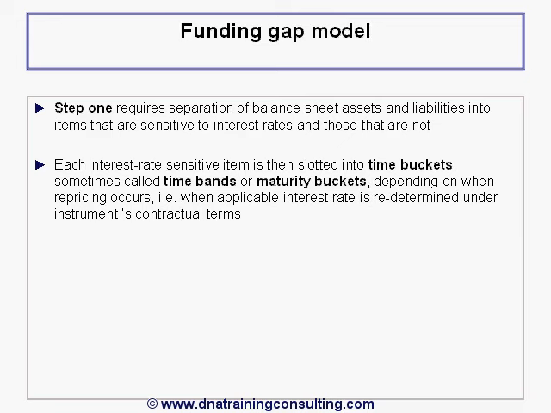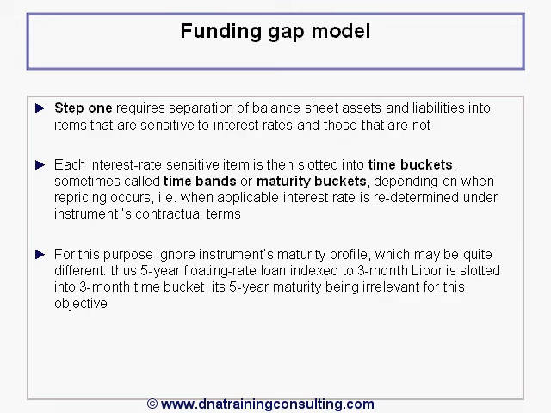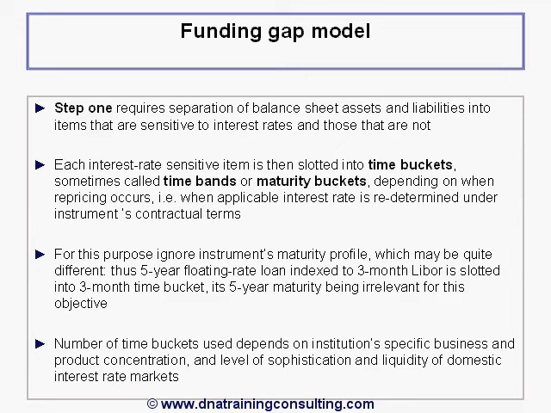Note importantly that for this purpose we ignore the instrument's maturity profile, which may be quite different. Thus, a 5-year floating rate loan indexed to 3-month LIBOR is slotted into the 3-month time bucket, its 5-year maturity being irrelevant for our present objective. The number of time buckets used under this approach depends on the specific business and product concentration of the institution and on the level of sophistication and liquidity of domestic interest rate markets.